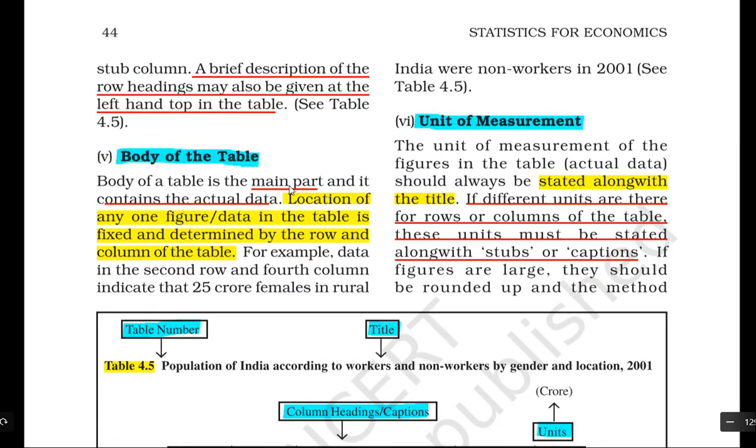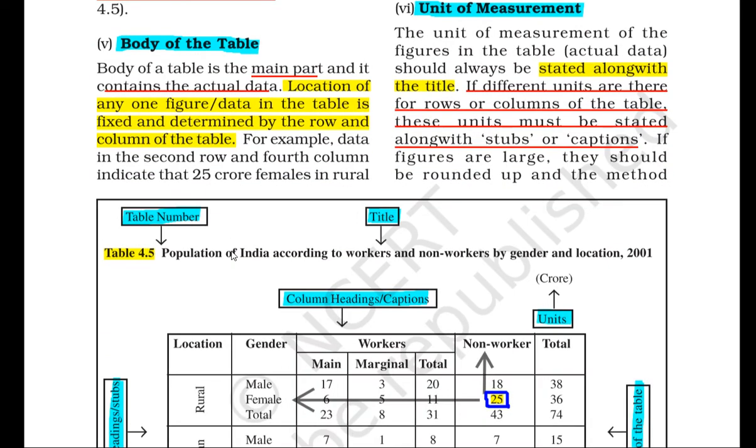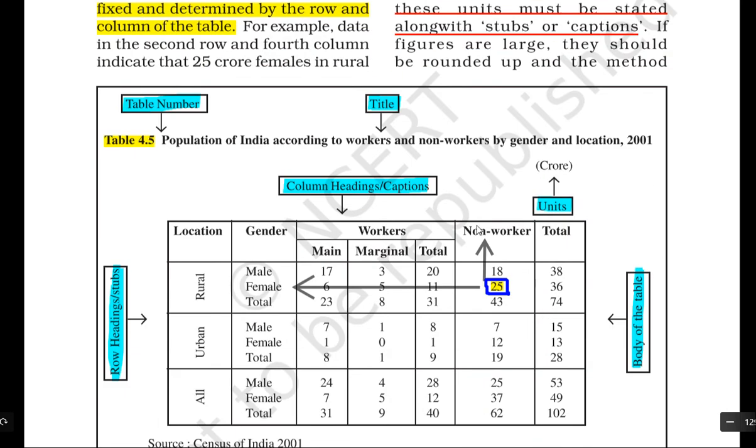Body of the table is the main part of the table which involves all the cells, as we already discussed about the cell. When you draw rows and columns, you will get a lot of cells in which the data is presented. So the location of any one figure or data in the table is fixed and determined by the rows and columns of the table. So all the rows and columns in between the space is called the body of the table. You can see here a specimen copy of the table is given.